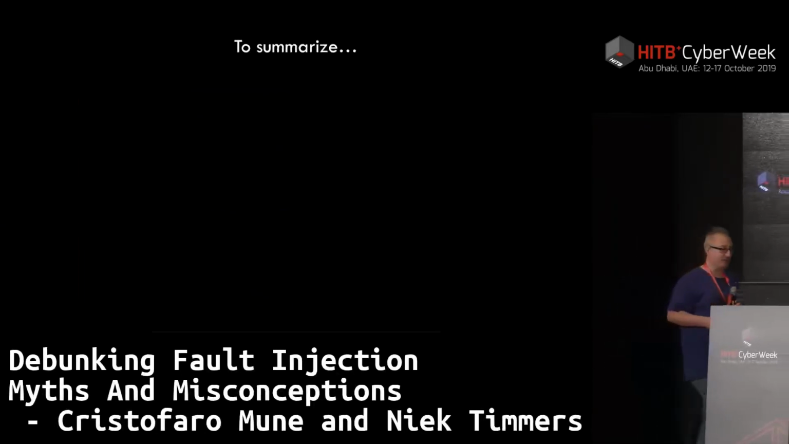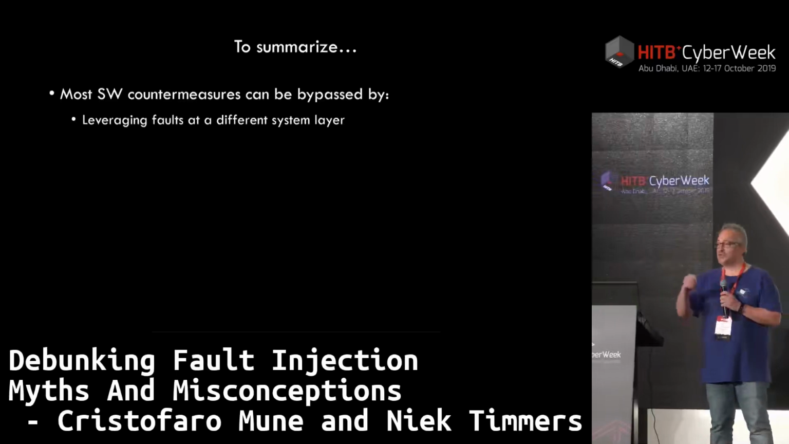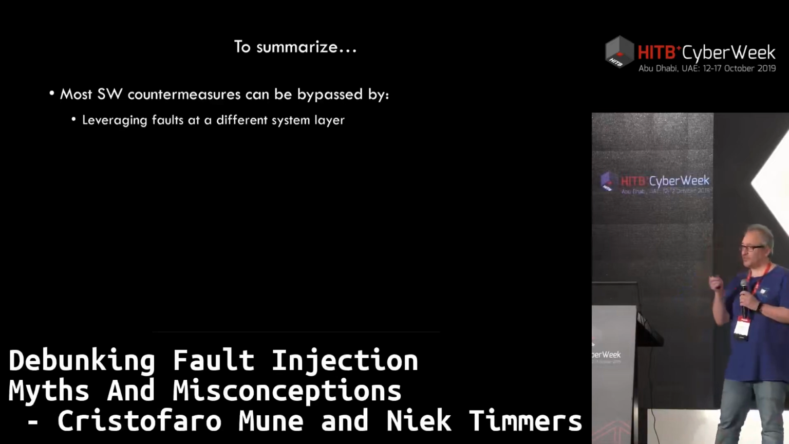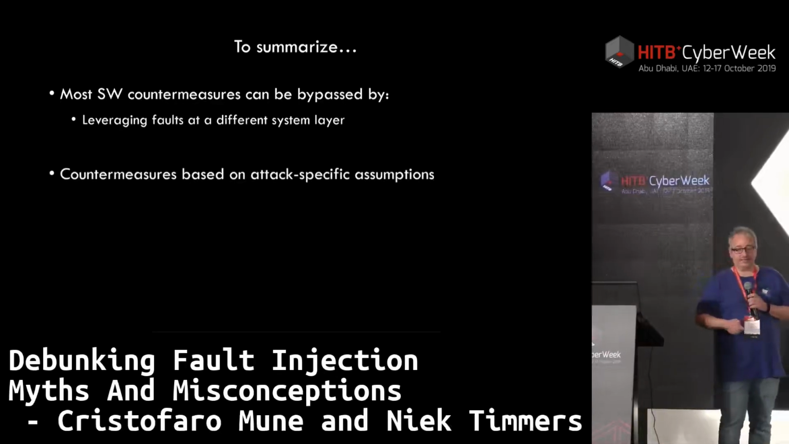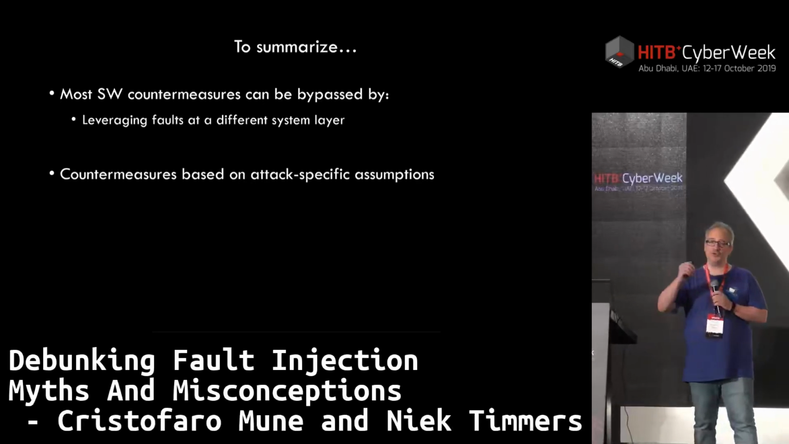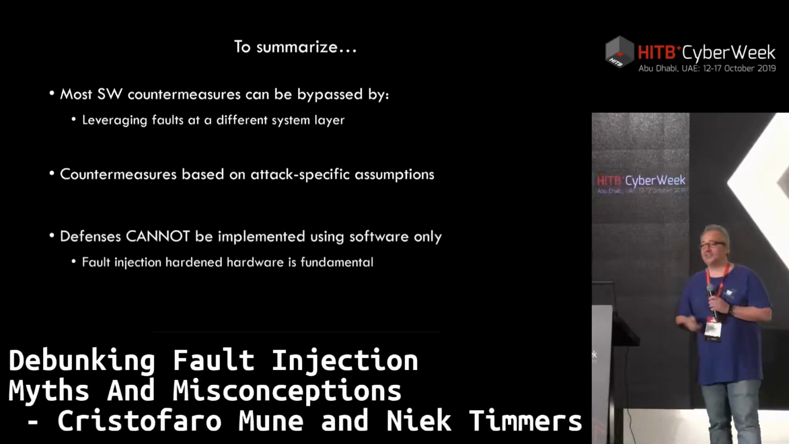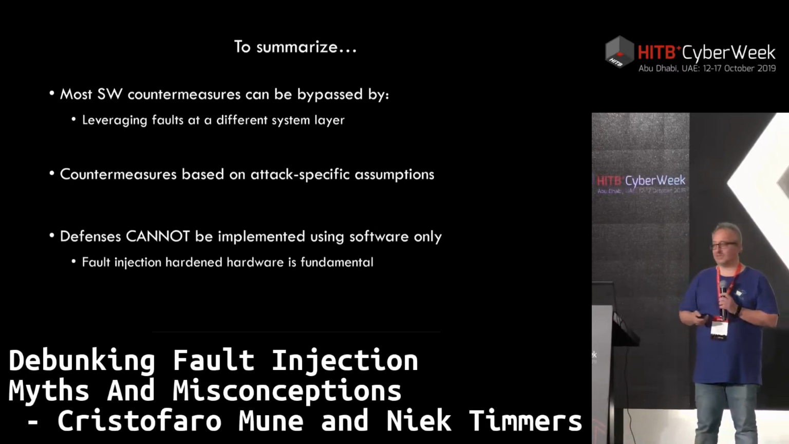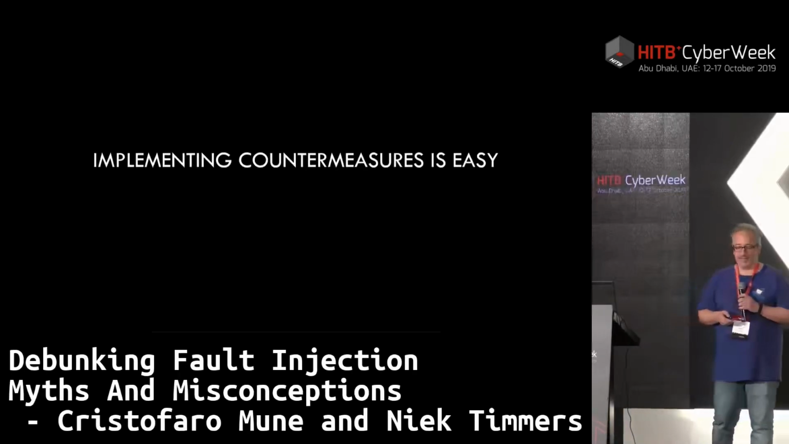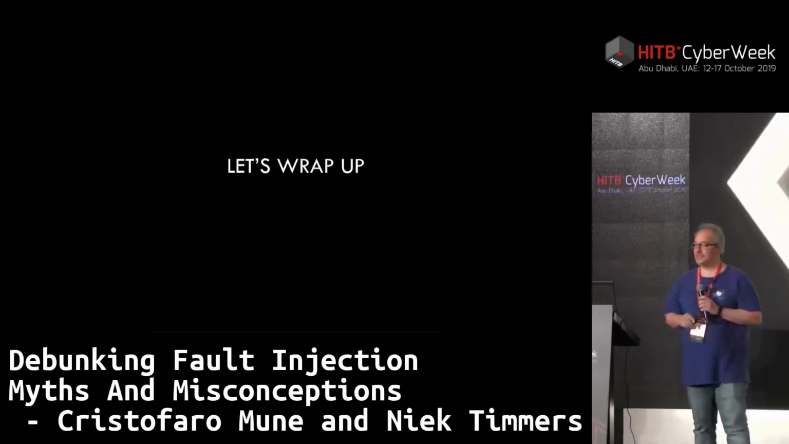Because we are using a different fault model. So the basic lesson here is that most software countermeasures can be bypassed by choosing faults happening in a different layer and leveraging that in a different way. So you need to change your exploitation of those faults. A big point is also that the countermeasures are based on attack-specific assumptions. You assume that I'm using those faults only, which is basically where the weakness is. And this also shows why defenses cannot be implemented using only software, but you need hardware for supporting your defenses. So we think that implementing countermeasures is easy.